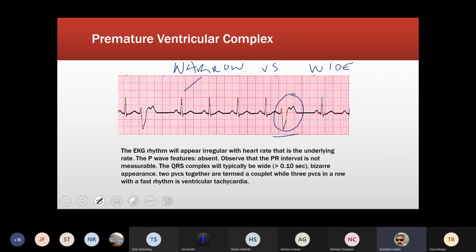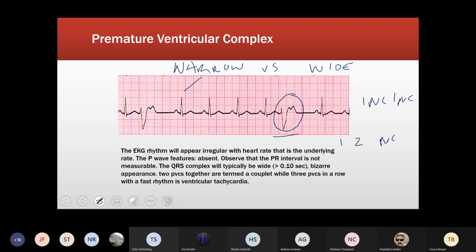If I had a rhythm where every other beat was a PVC, I would call that bifocal PVCs, because every two beats, bi meaning 2. If every third beat was a PVC, it'd be trifocal PVCs. So 1, 2, PVC is trifocal. 1, PVC, 1, PVC is bifocal.